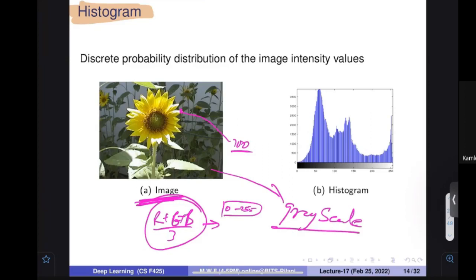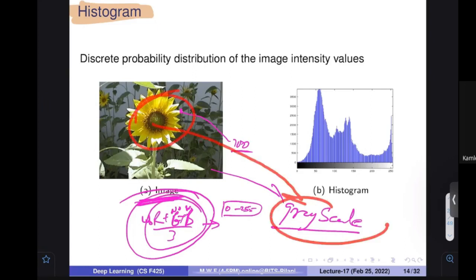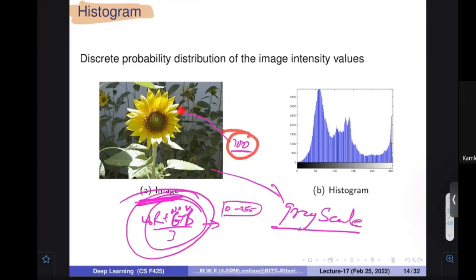However, a better perceived value is obtained when you apply some weights to these channels and then divide. We are not going into that much detail. But the understanding is this: you have an image, you find its grayscale equivalent, and you look at a particular pixel location, and let's assume the intensity at that location is 100.